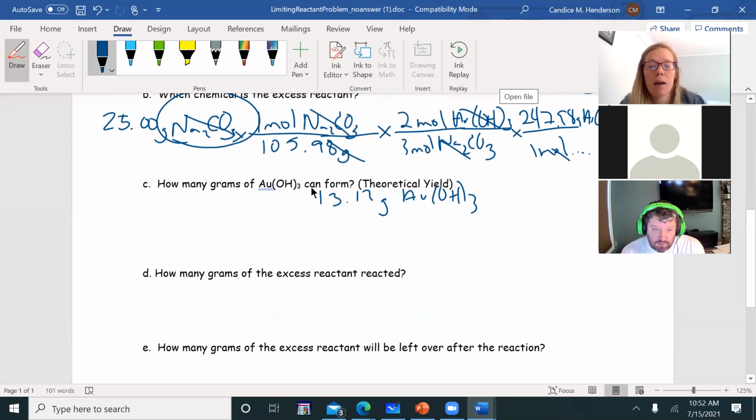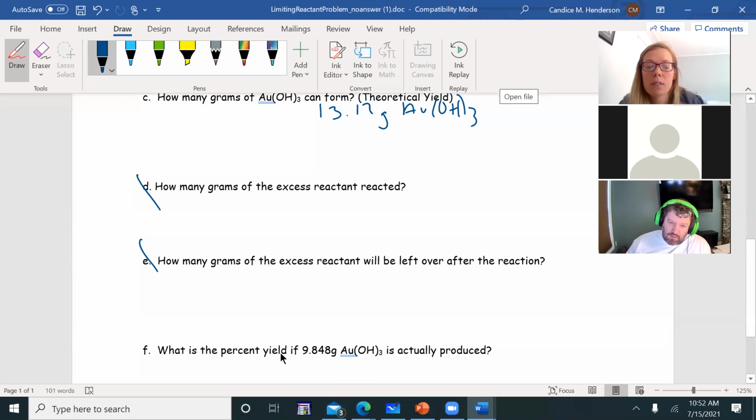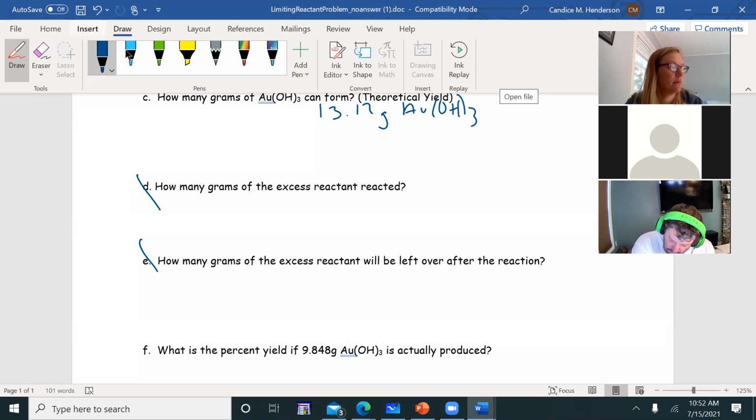All right, I'm going to skip over this and this because I don't really test you on that, but I do want to look at the bottom one here. It says, what is the percent yield if 9.848 grams of AuOH3 is actually produced. I'll give you 2 minutes for that because that's not a very challenging one.